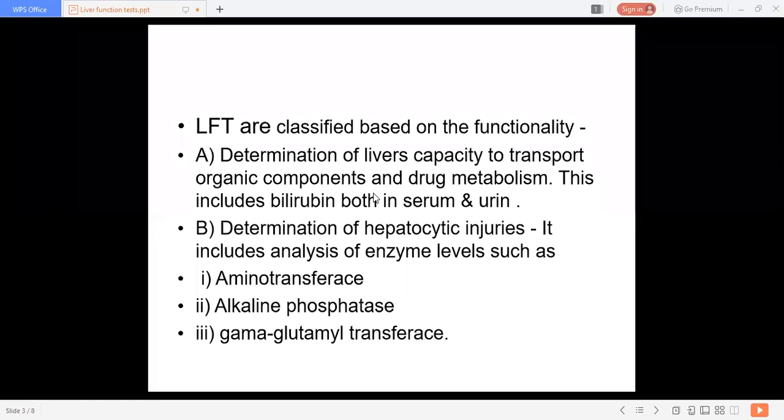So the levels of bilirubin are estimated to check for the presence of liver diseases. Which type of diseases? Cirrhosis, hepatitis, or any harmful effects of medications. It also aids in analyzing the presence of gallstones or tumors of the pancreas. So these bilirubin levels are helpful for diagnosis of diseases like cirrhosis, hepatitis, or the effect of various drugs on the liver.